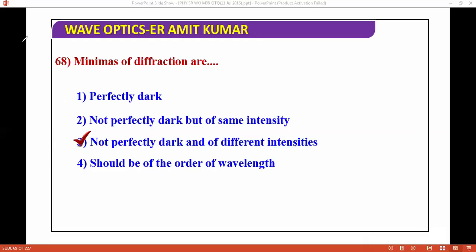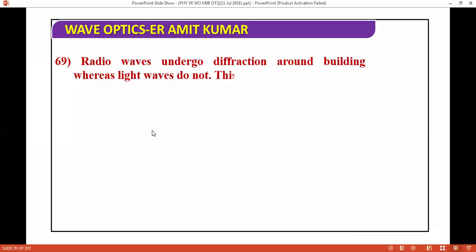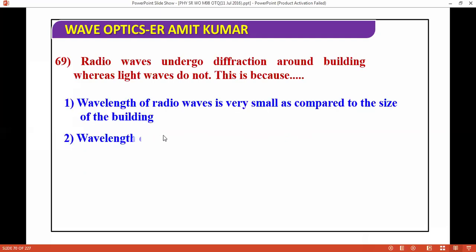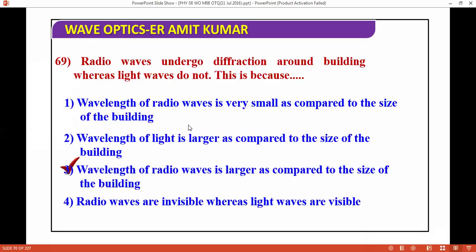Next question I'm moving ahead: radio waves undergo diffraction around buildings, whereas light waves do not. This is because the wavelength of radio waves is very small compared to the size of the building, or larger. This is a very easy question, because the wavelength of radio waves is larger compared to the size of the building. So radio waves will undergo diffraction around buildings, whereas light waves do not.